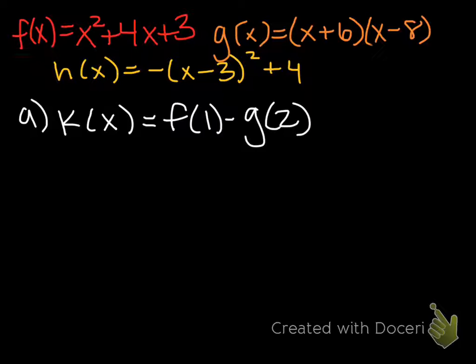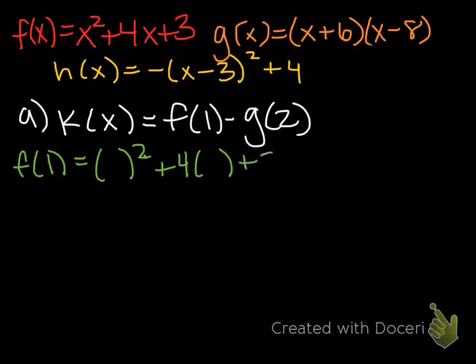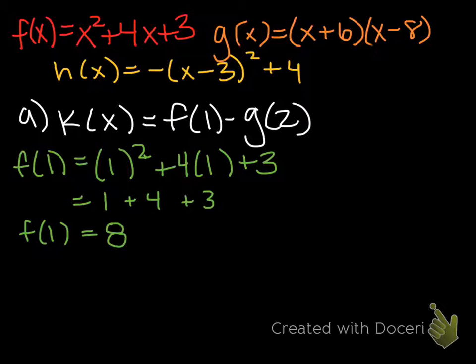So, f of 1, again, everywhere I see x, I replace it with 1. If you want, you can get yourself set up, leaving parentheses everywhere the x is, and then plugging in the 1 that we need to do. 1 squared is 1. 4 times 1 is 4. The 3 remains unchanged. So when I found f of 1, 1 plus 4 plus 3 will give me 8.